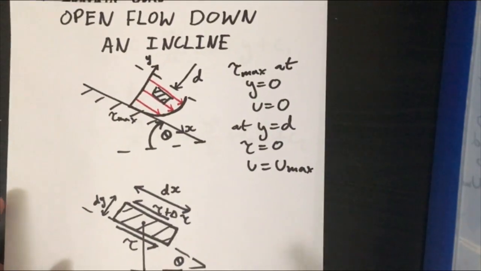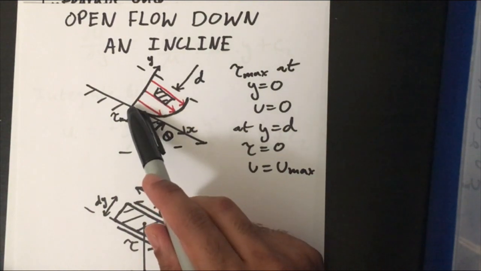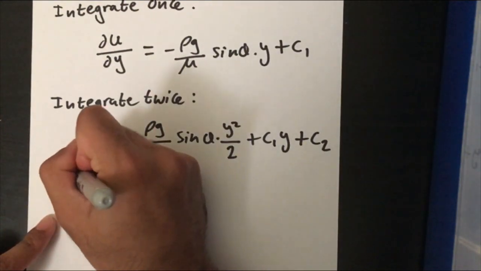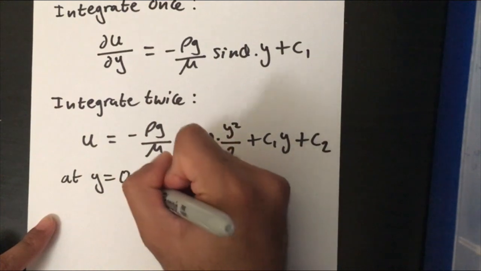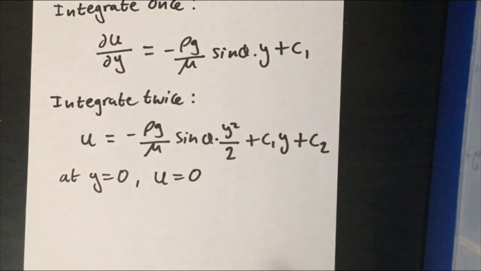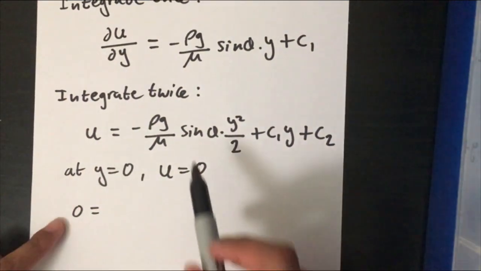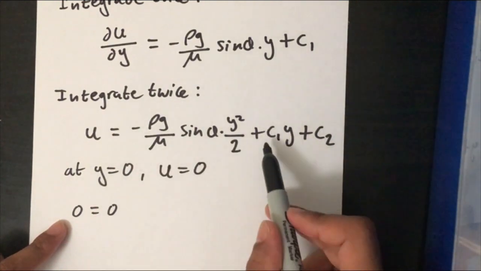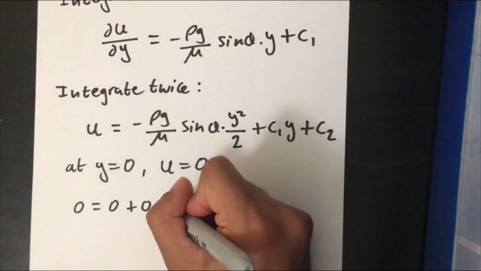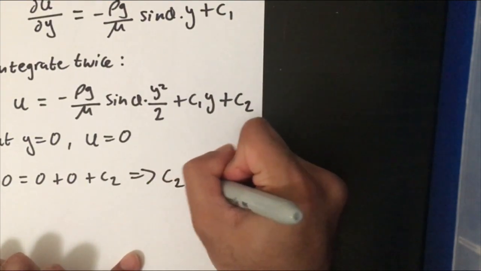From our diagram, we established that at y equals 0, the shear stress will be at its maximum, so we assume the velocity to be 0. So let's write this condition here. At y equals 0, the velocity u will also be equal to 0. If we put all of that in, u is equal to 0 and y is also 0, so this should all be 0, plus c1 times 0, that gives us 0, and we're left with c2. So from this, we know that our constant c2 is equal to 0.